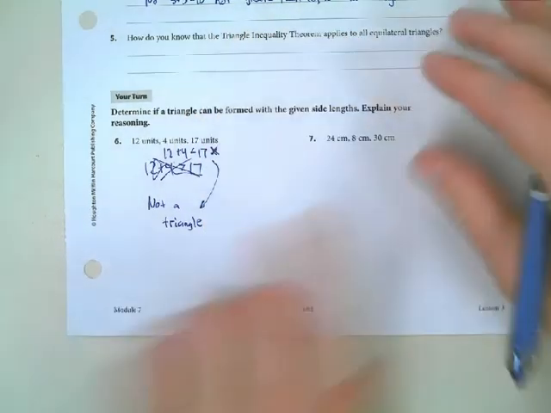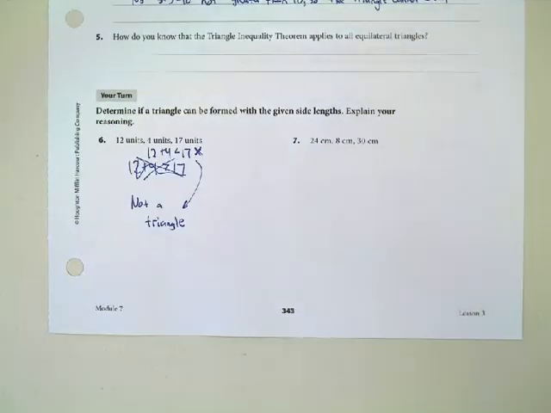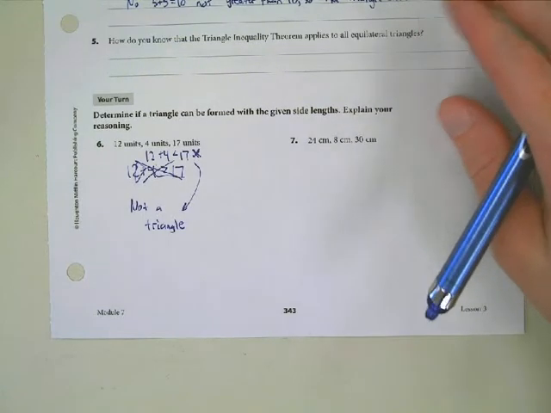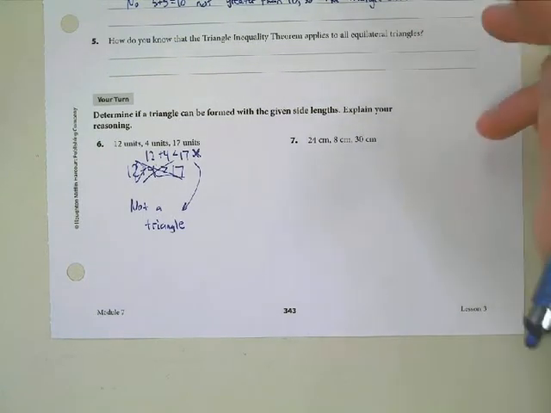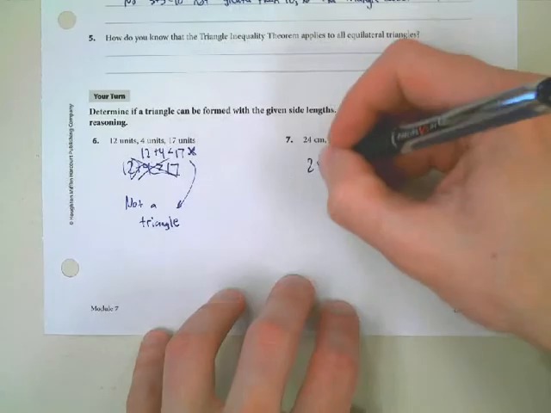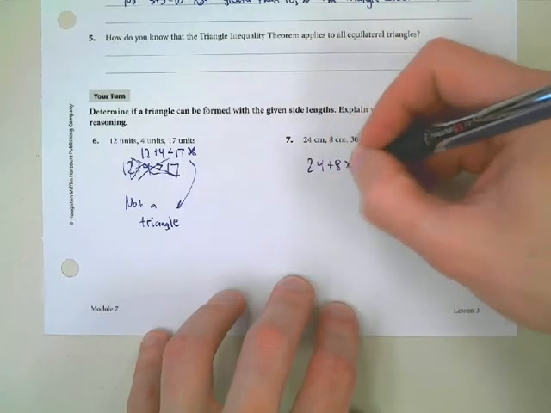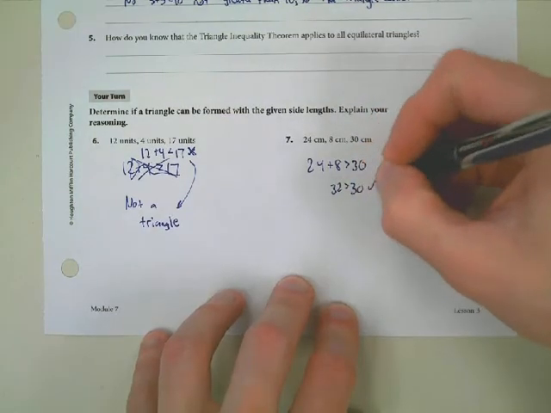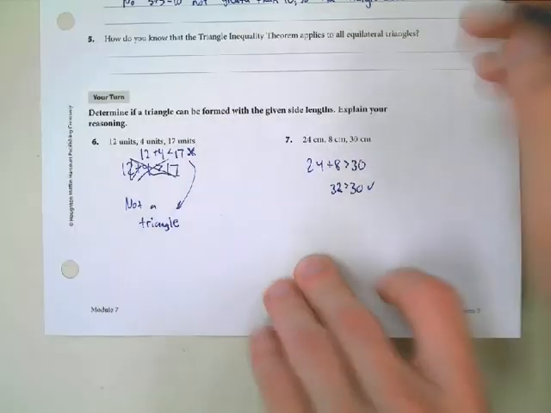Okay, number 7, let's go to Adam. What do you say? Number 7. I said yes. Yay or nay? Yay, you say, okay? So, how did you determine that? 24 plus 8 is 32, 32 is greater than 30. Yep, so there we go. The two smaller sides are greater than the third side. Okay? So yes, that triangle could exist.